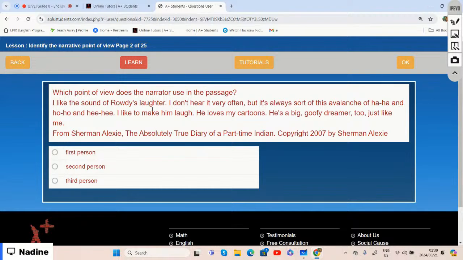All right, and if we were to identify if it's either in the first person, second person, or third person, we can say this is in the first person.